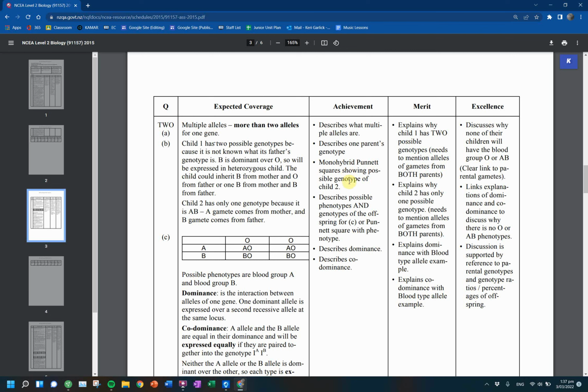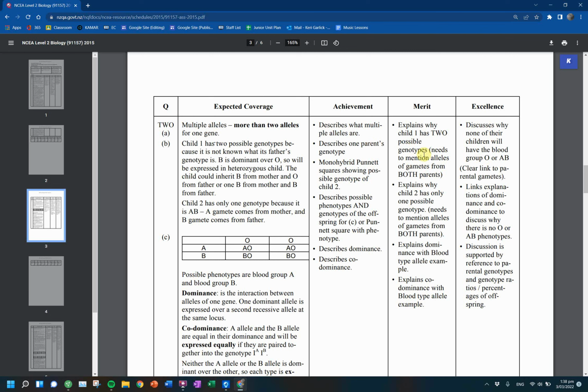Cool. Monohybrid Punnett square showing the possible genotypes of child 2. I think. What are we looking at? Oh, that's question C. Yeah. So that one's B. Explains why child 1 has 2 possible genotypes. Needs to mention alleles from the gametes from both parents. So you see what I'm saying with that specificness of the detail for the merit. And then I think in this one that must be C. So this is B and that is B.